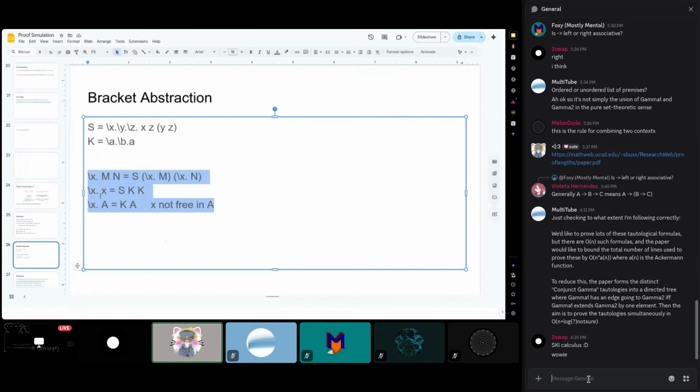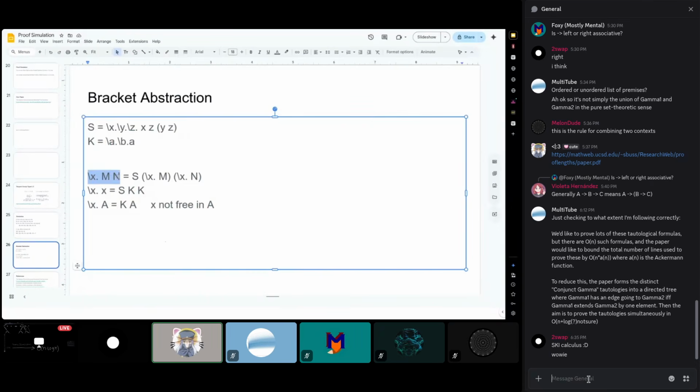So this is the classic algorithm for bracket abstraction. These are strict equalities, like this side is beta convertible to this side, by just following the rules of lambda calculus. But it also turns out that these equalities are enough to make an algorithm for converting any lambda term into just S and K.